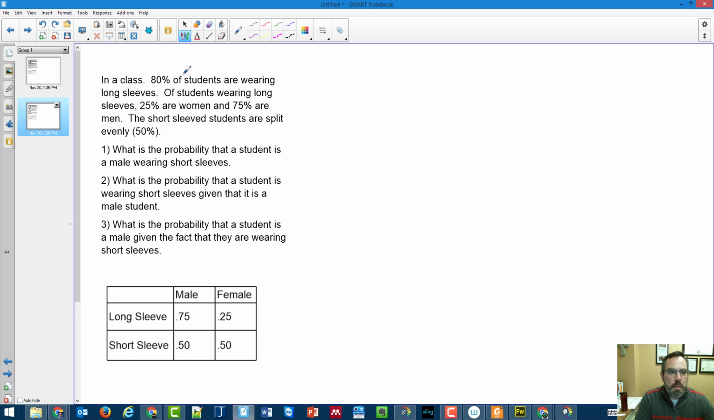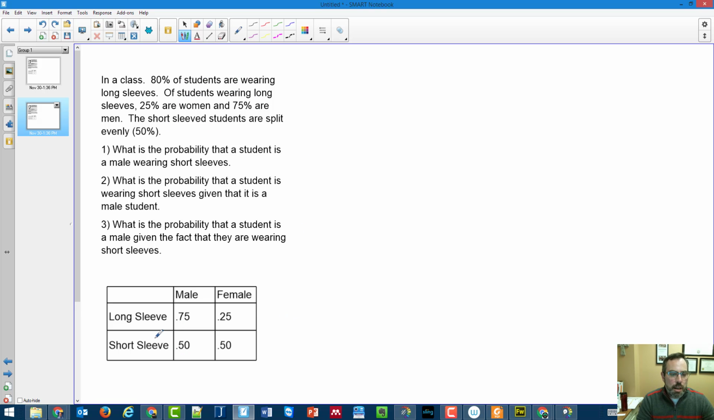In a class, 80% of students are wearing long sleeves. Of students wearing long sleeves, 25% are women and 75% are men. The short sleeve students are split evenly 50-50. All right, so that's our setting there.